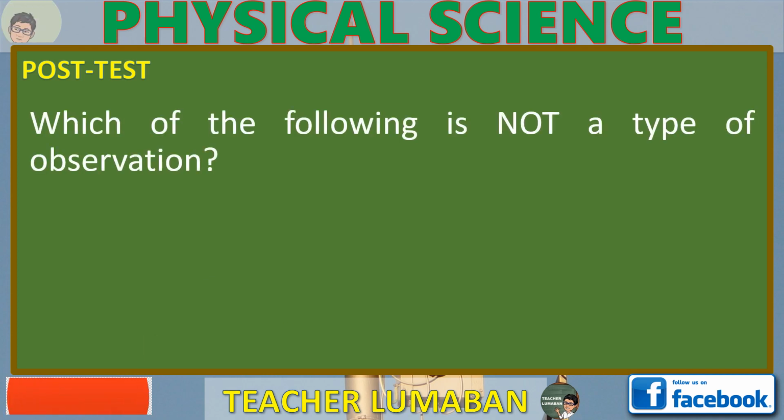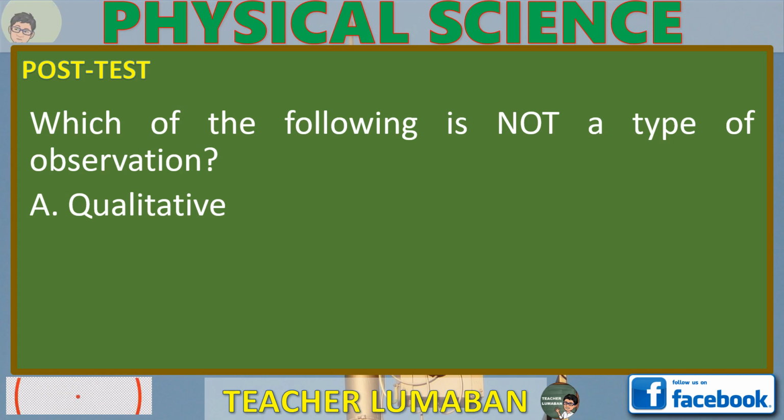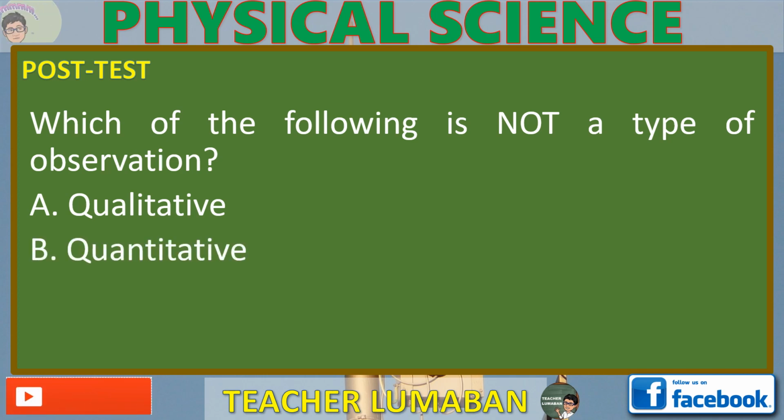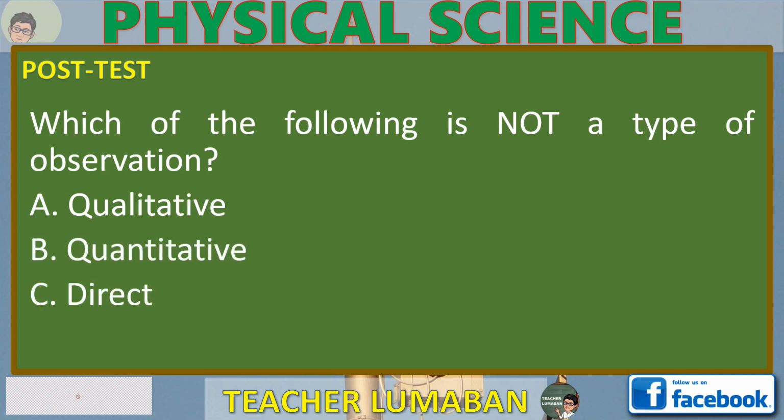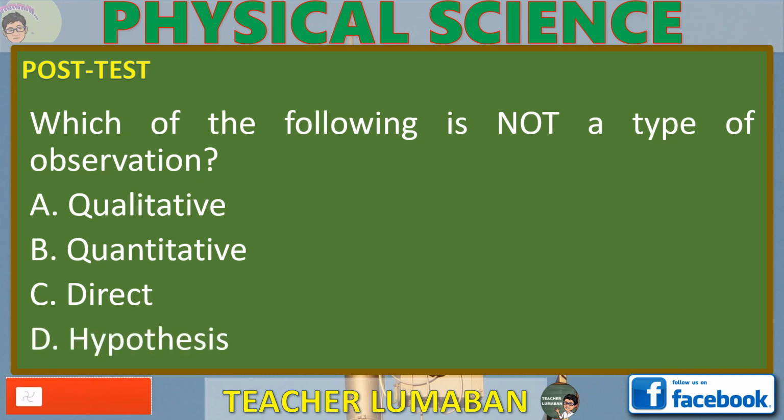Which of the following is not a type of observation? Letter A. Qualitative. Letter B. Quantitative. Letter C. Direct. Letter D. Hypothesis.